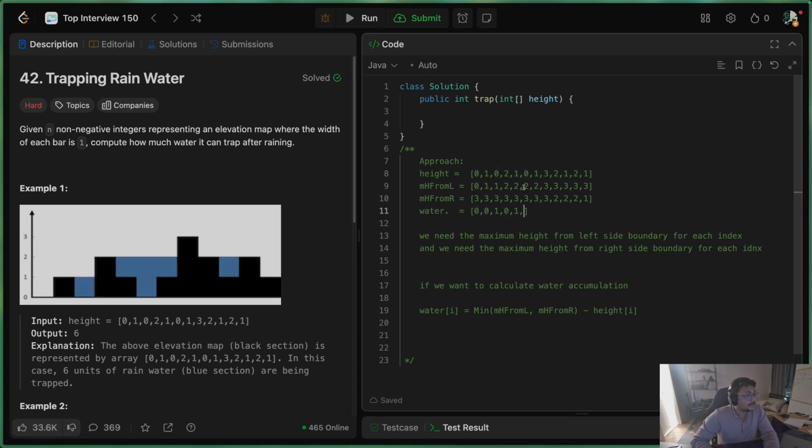Again we have to take a minimum, so between 2 and 3 the minimum is 2, and if we subtract the current height from the minimum, it will be 2 units of water at this position. Again we calculate the minimum from both of these, so it's still 2. If we subtract the current height, we get 1 unit of water at this position.